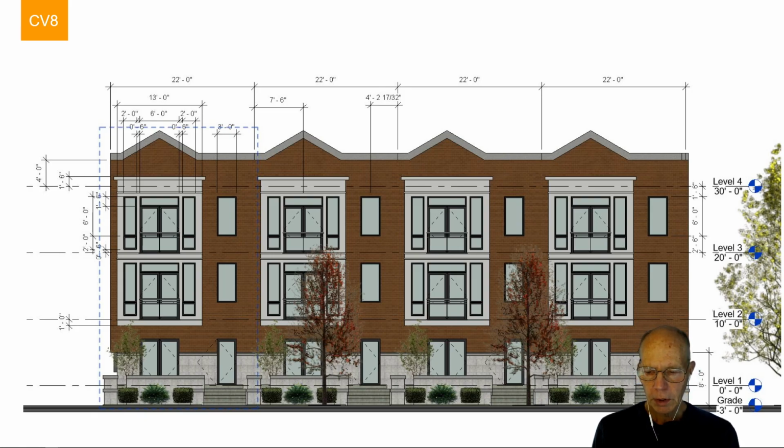So level 1 will be like the first floor entry. We'll have the grade being 3 feet below it, therefore the steps going up to it. It'll be level 2 at 10 feet, level 3 at 20, and level 4 at 30 feet.